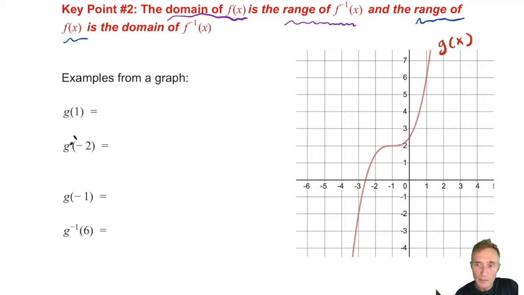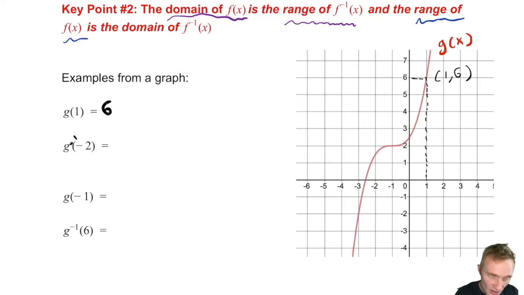g of 1 means if a 1 goes into the function, what comes out? So I look for x of 1, and I can see that when a 1 goes in, a 6 comes out, because this is the point 1 comma 6. So g of 1 is 6.